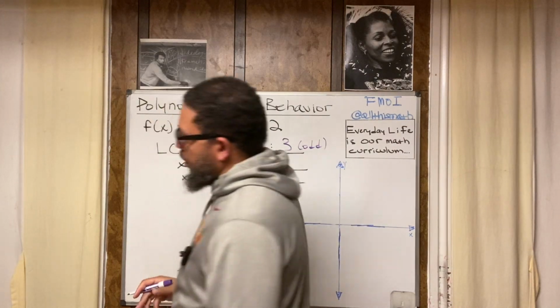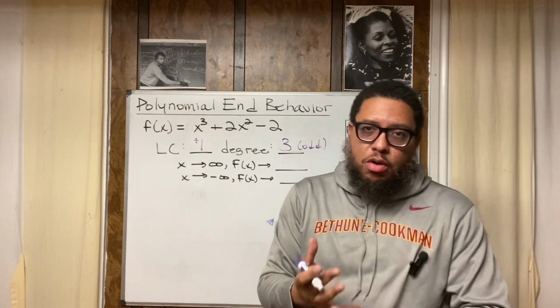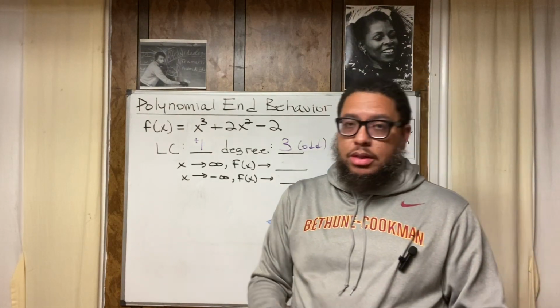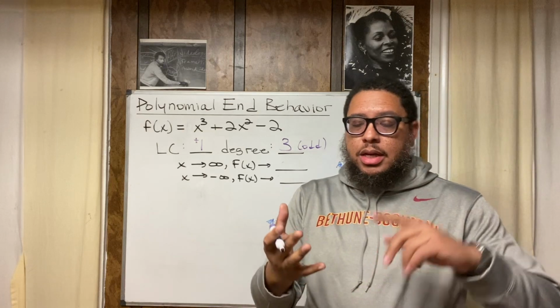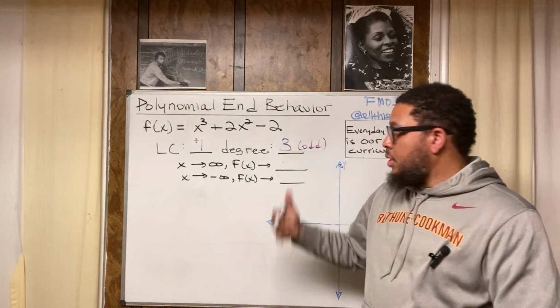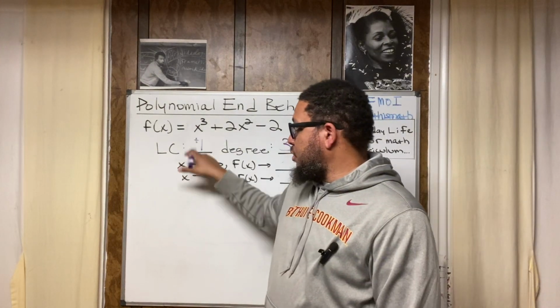And those are 2 pieces of information that we need in order to tell what the end behavior is. Is your lead coefficient positive or negative? And is your degree odd or even? 2 main pieces of information. Is your degree odd or even? In this case, it's odd. Is your lead coefficient positive or negative? In this case, it's positive because it's positive 1.